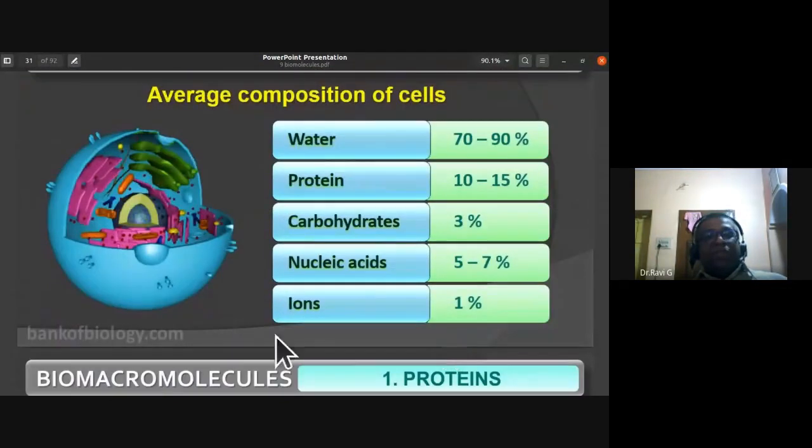The average composition of cells: if you look into the composition of cells and cytoplasm, water is 70 to 90%, protein is 10 to 50%.